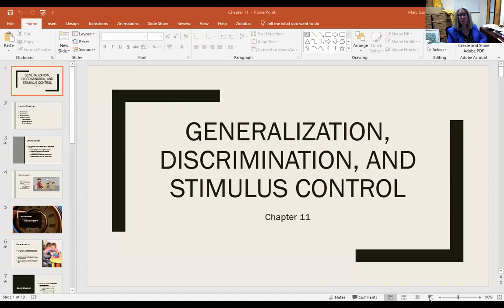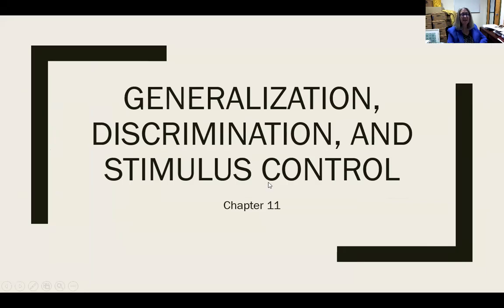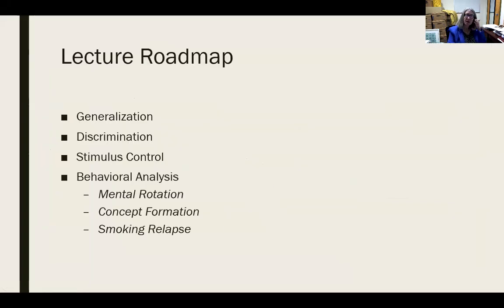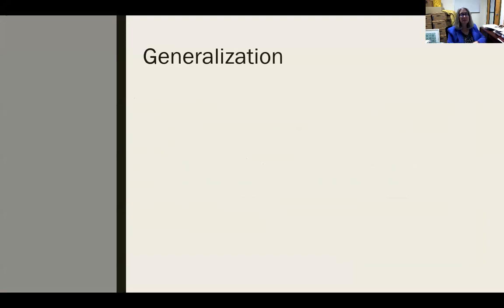So let me share my screen so you can look at the PowerPoint slides along with me. And by now, you know where to find these. So I'm going to talk about generalization, then discrimination, then stimulus control. And your book does a behavior analysis, talking about mental rotation, concept formation, and smoking relapse to sort of bring these examples home.